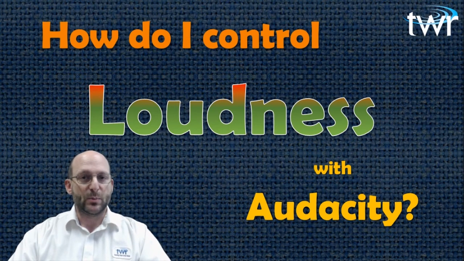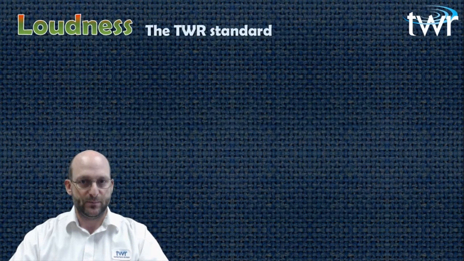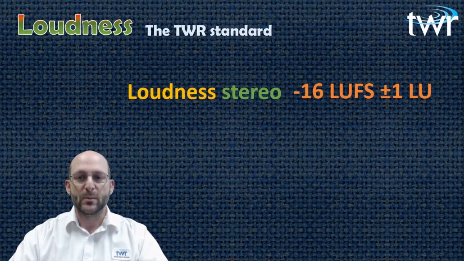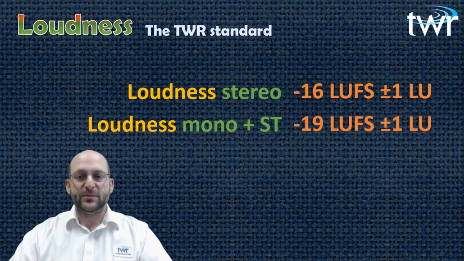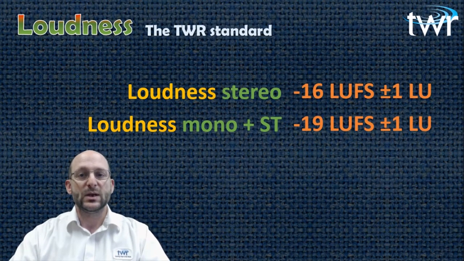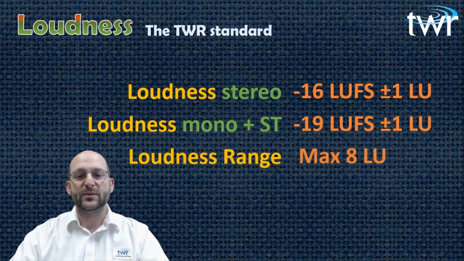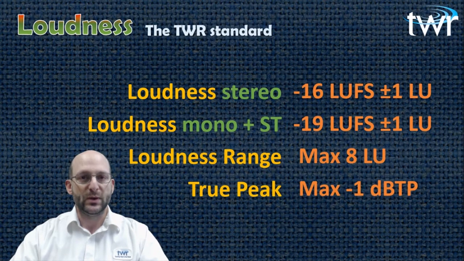Before diving into the topic, I want to tell you what is the standard I'm after. This is the TWR standard, and we are trying to achieve minus 16 LUFS plus minus 1 LU for stereo files. And we're trying to achieve minus 19 LUFS plus minus 1 for mono and split track files. On top, we want to have a loudness range that is not higher than 8 LU and a true peak that is not above minus 1 dB TP.